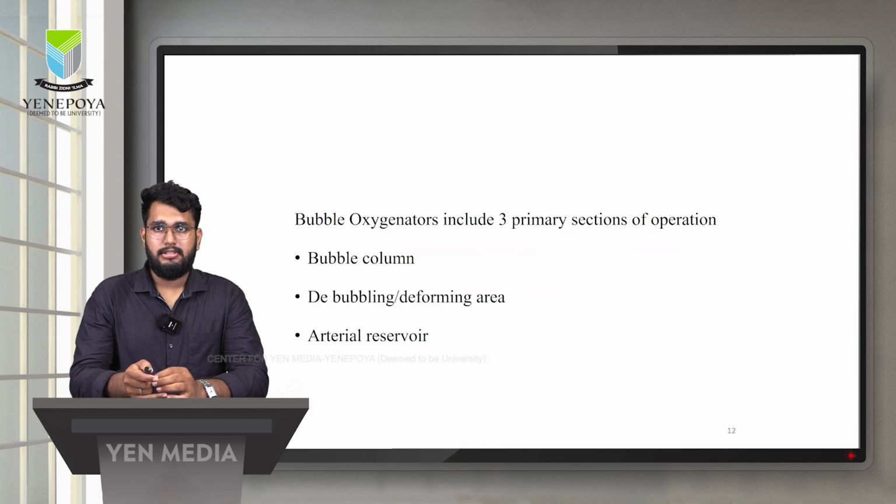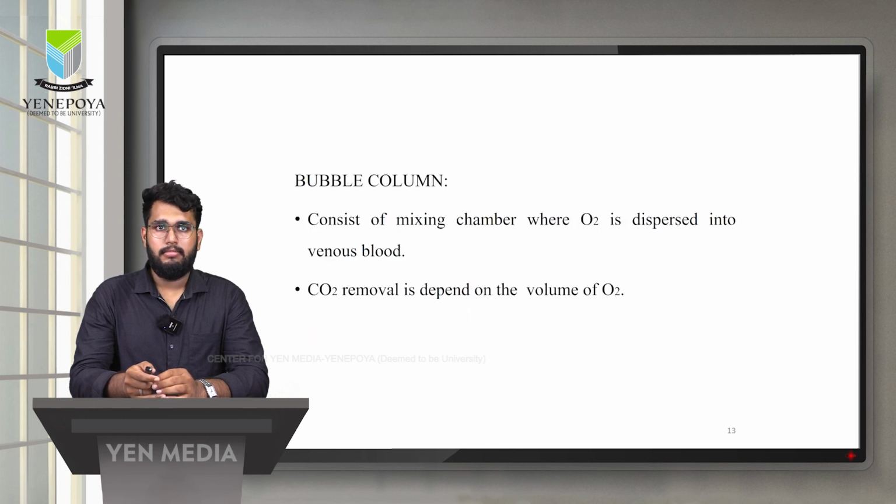A bubble oxygenator includes three primary sections of operation: bubble column, debubbling area or defoaming area, and arterial reservoir. The bubble column consists of the mixing chamber where oxygen is dispersed into the venous blood. CO2 removal is dependent on the volume of oxygen. Also, CO2 removal is dependent on the size of the gas bubbles. That is, smaller bubbles oxygenate the blood faster and larger bubbles eliminate the carbon dioxide faster.